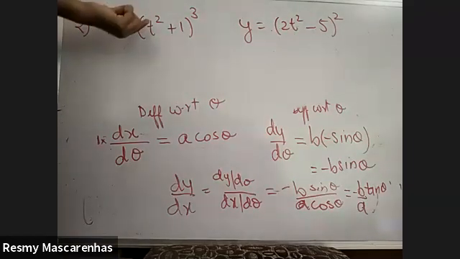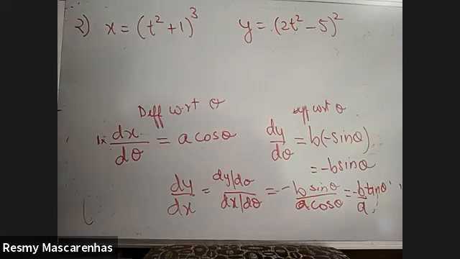So now the letter here is t. So you have to differentiate with respect to t. So t is like x now.